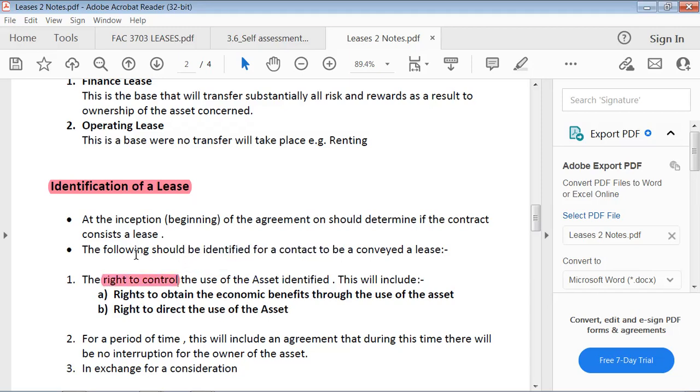So whenever you are asked on a lease question if a contract is a lease, when you come to point number one, you need to talk about these two. Very important, because that's where most of the marks will lie. The other two are straightforward. For a period of time, obviously you know that this lease is for a year, for 2 months, for 4 months, or for 4 years, 6 years, whatever.